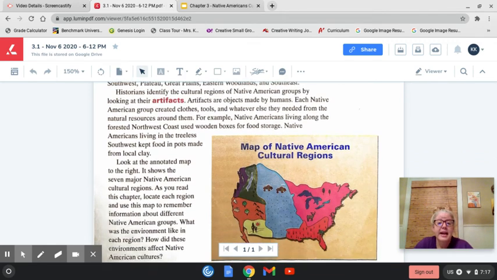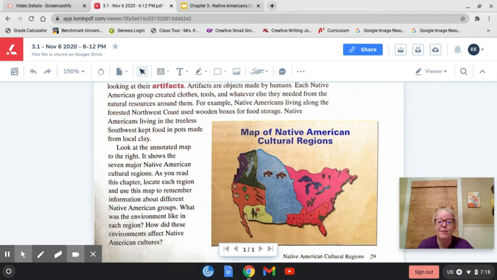For example, Native Americans living along the forested Northwest coast used wooden boxes for food storage. Native Americans living in the treeless Southwest kept food in pots made from local clay. So they used whatever they had in their environment. Look at the annotated map to the right. It shows the 7 major Native American cultural regions. As you read this chapter, locate each region and use this map to remember information about different Native American groups. What was the environment like in each region? How did these environments affect Native American cultures?